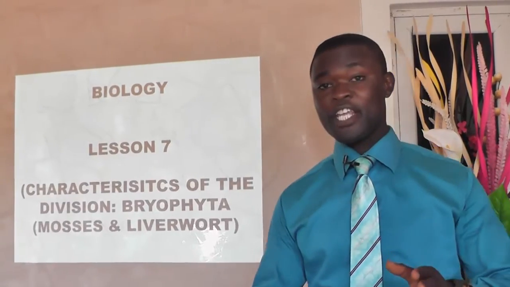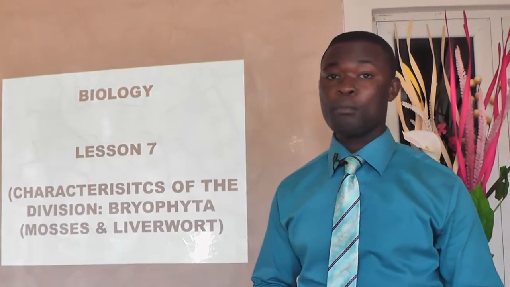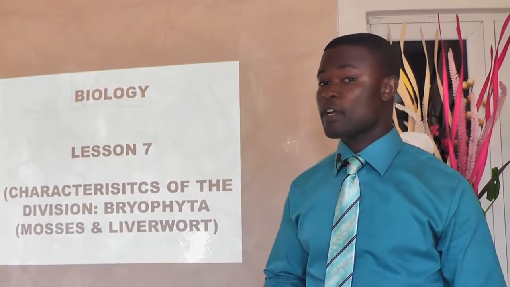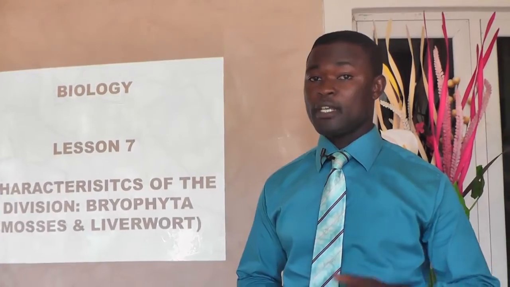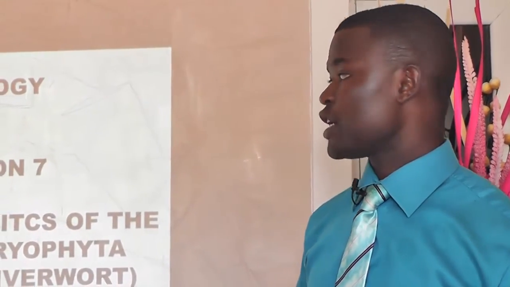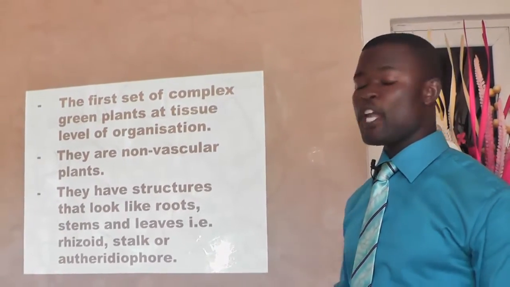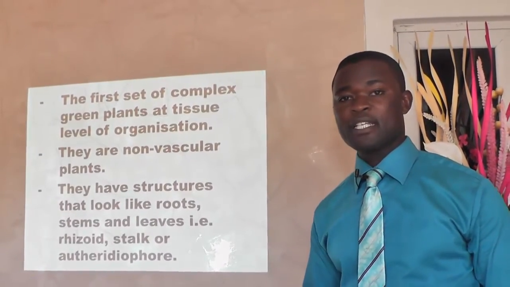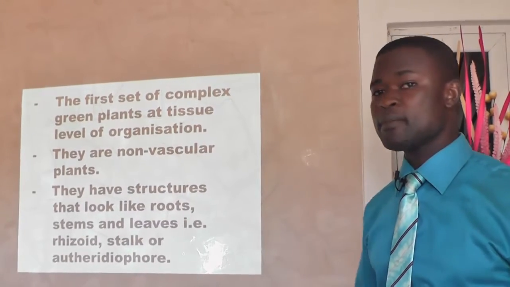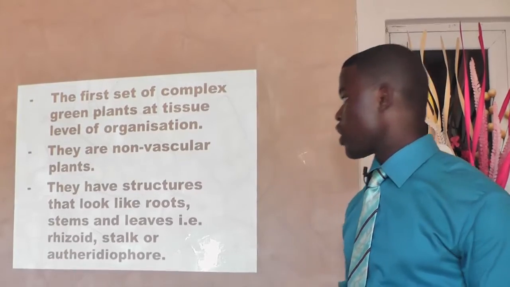Today, remember, in the previous class we introduced ourselves to the kingdom Plantae, and we discussed some of the characteristics of the phylum called Chlorophyta. So today we shall be going into another phylum known as BRYOPHYTA. We said before that this phylum, the bryophytes, includes organisms such as the mosses, the liverworts, and the hornworts.